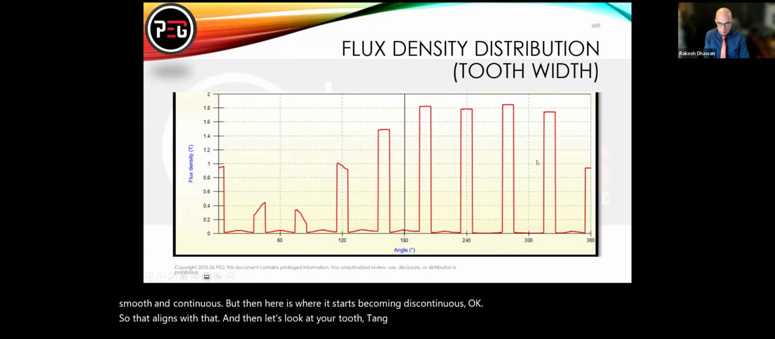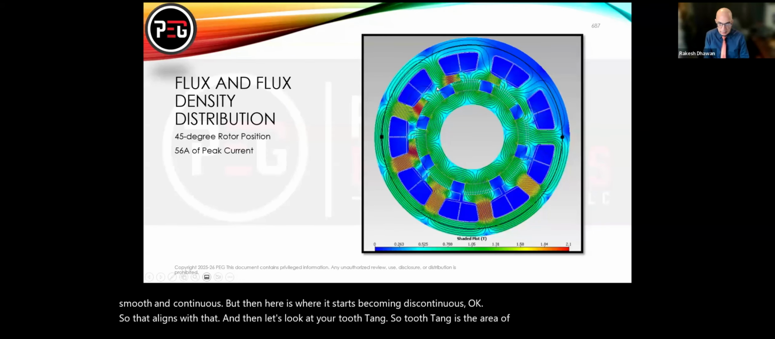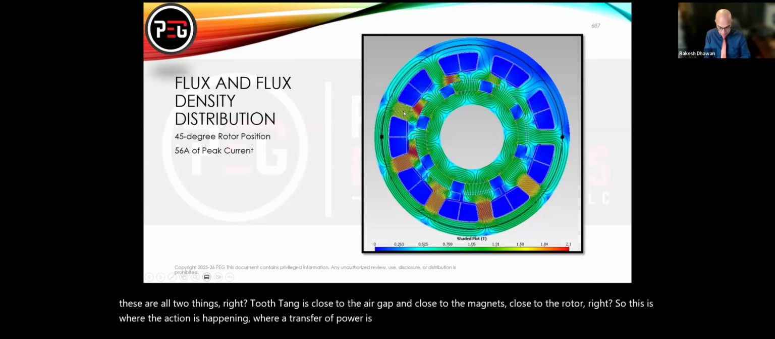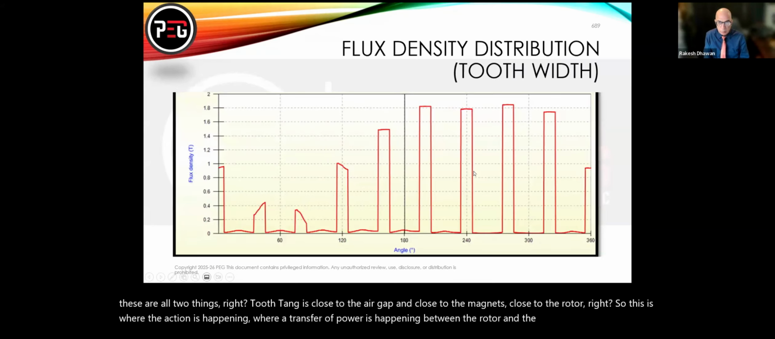Okay, so that aligns with that, and then let's look at your tooth tang. Tooth tang is the area of the stator. These are all tooth tangs, right? Tooth tang is close to the air gap and close to the magnets, close to the rotor. So this is where the action is happening, where the transfer of power is happening between the rotor and the stator. So tooth tang is an important part.